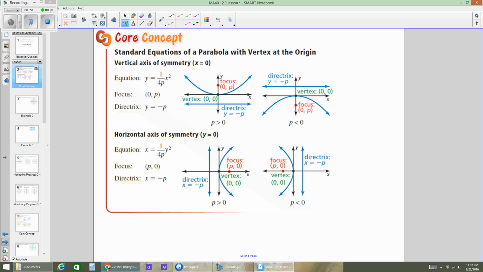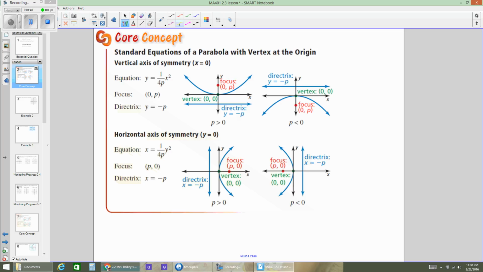So, there is a standard equation for a vertical axis parabola, and that is y equals 1 divided by 4p times x squared. And a vertical axis of symmetry parabola basically is one that opens up or down, so that has the vertical axis as its axis of symmetry. So in this case, it's just the y-axis. Now, the horizontal axis of symmetry, those are the ones that are opening to the right and to the left. And as you can see, the x-axis is the axis of symmetry.